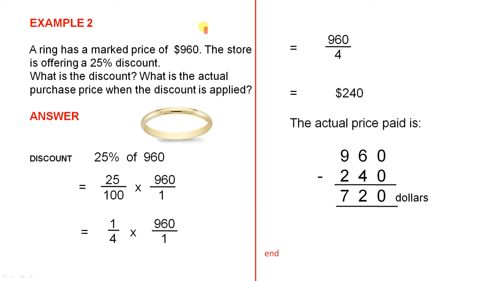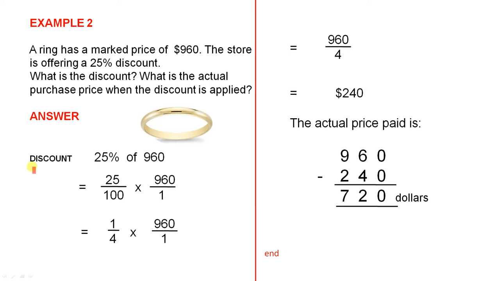Example 2. A ring has a marked price of $960. The store is offering a 25% discount. What is the discount? What is the actual purchase price when the discount is applied?